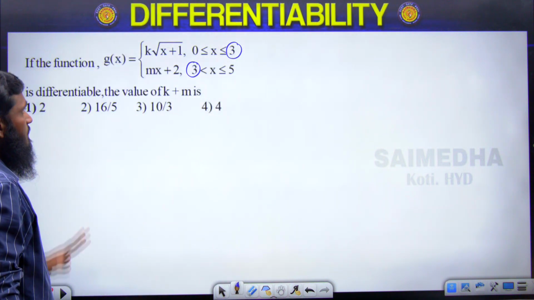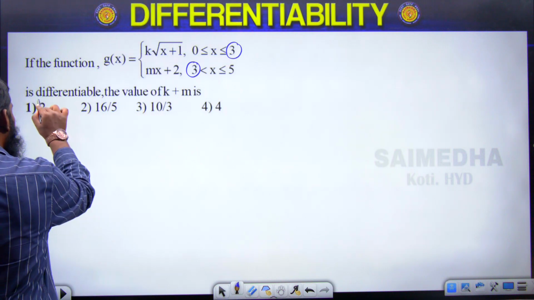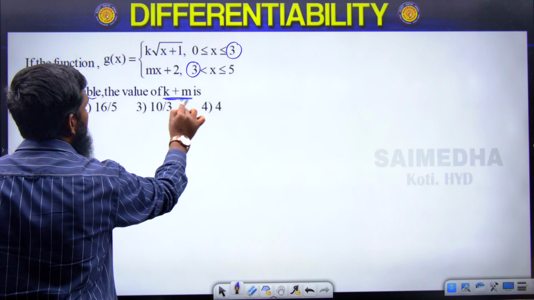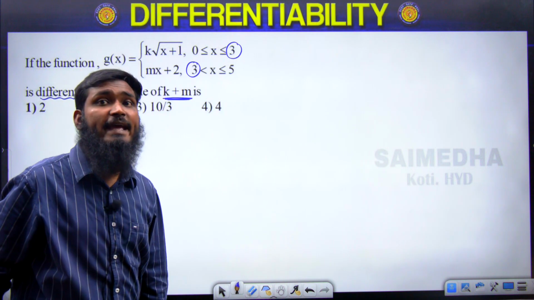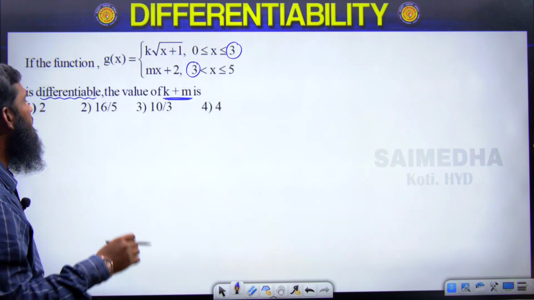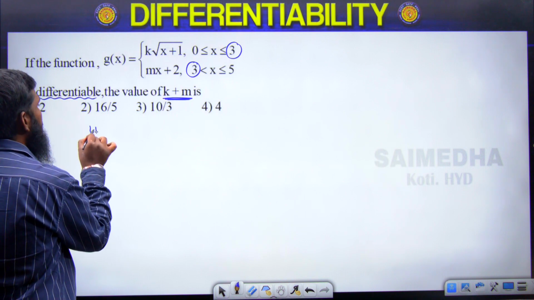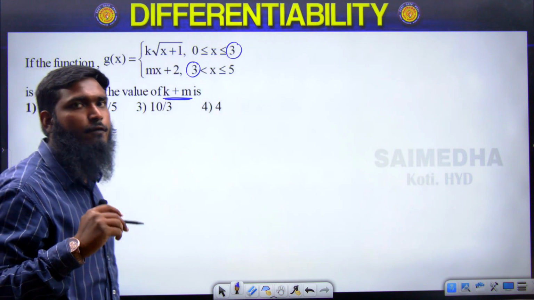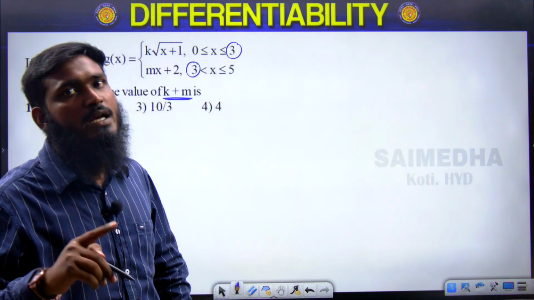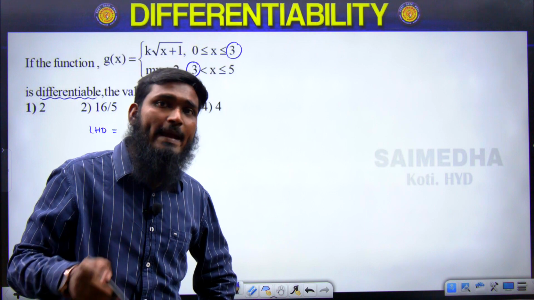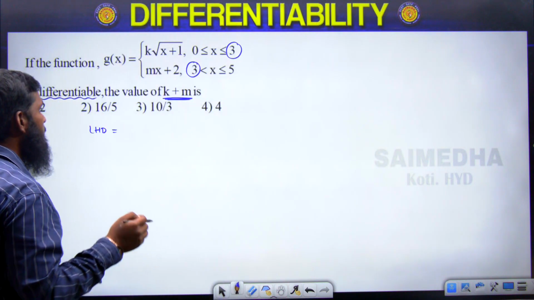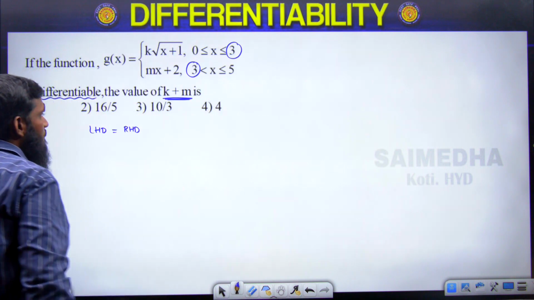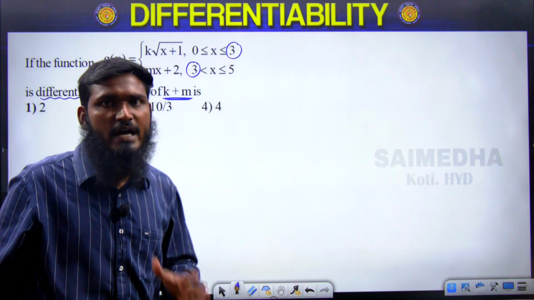It is already given that it is differentiable, and we have to find out the value of k plus m. Now listen carefully. We have written many times the differentiable condition: limit x tends to a minus of f of x minus f of a by x minus a equals limit x tends to a plus of f of x minus f of a by x minus a. This means LSD value should be equal to RHD.